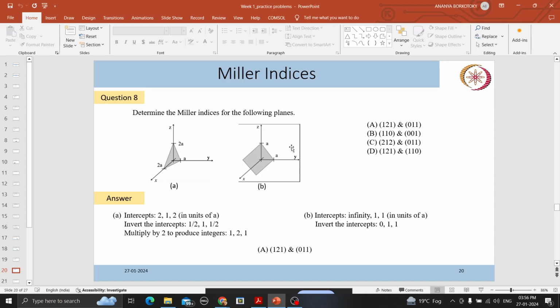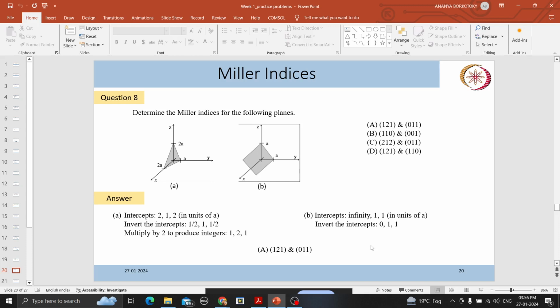Okay, and for figure B, this plane is not crossing the x-axis, so the intercept with the x-axis will be infinity. For y and z, it is 1 in units of a, and then we invert the intercepts, so that will be 0, 1, 1. So the correct answer is A, 1 2 1 and 0 1 1. I think you all know how to calculate Miller indices.